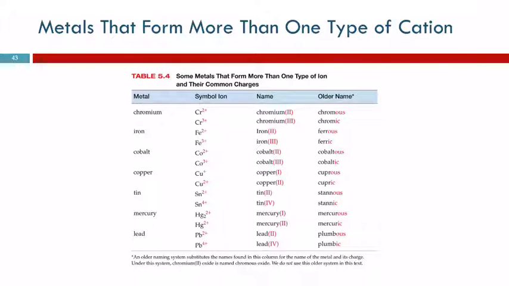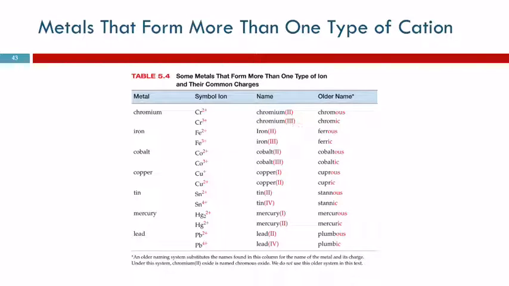So here are some of the other metals. These are ones that we're likely to run into. Chromium also makes plus 2 and plus 3. So the plus 2 ion is called chromium 2. The plus 3 ion is called chromium 3.